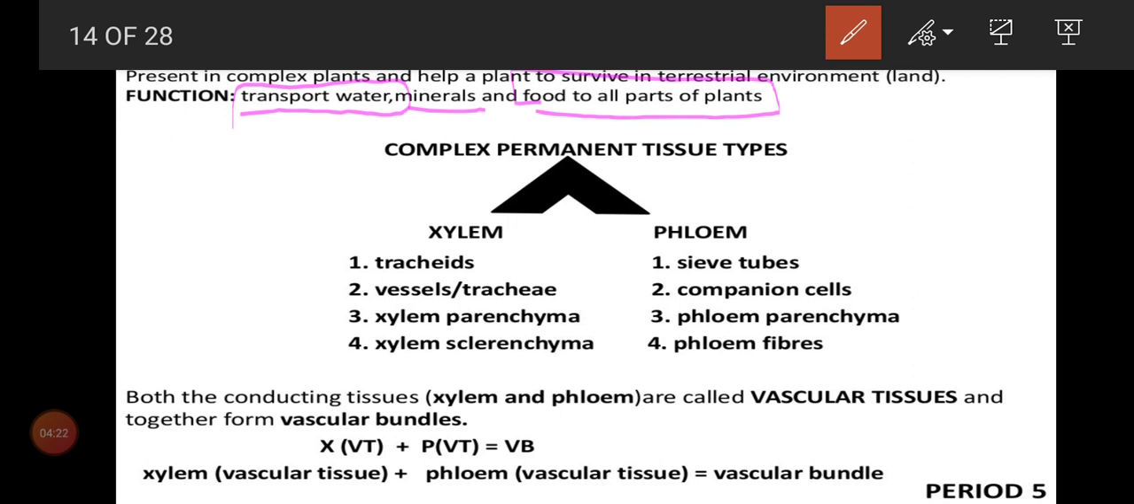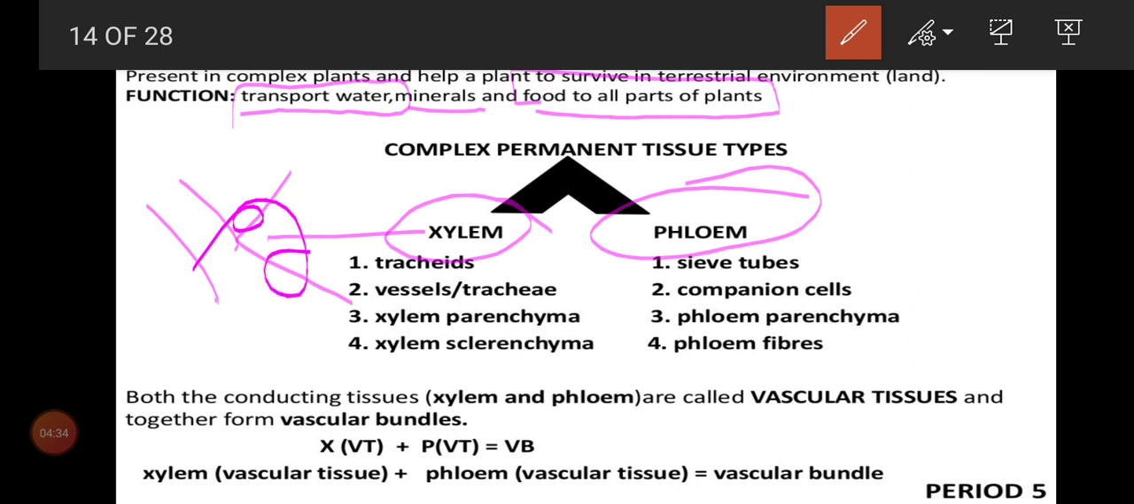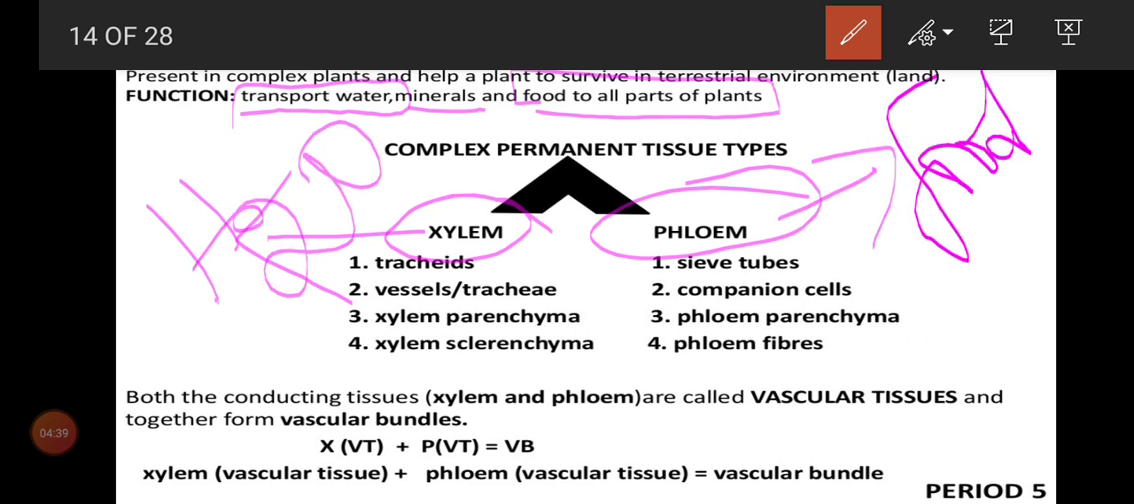So based on the function, we will see two types under complex permanent tissues. The first one is xylem, the second one is phloem. Xylem is meant for transporting water. Phloem is meant for transporting food. So xylem is meant for what? Water. But here we can see four types of xylem parts.